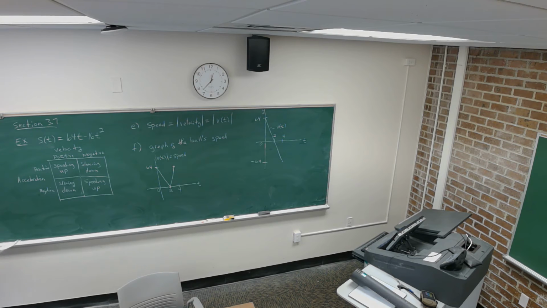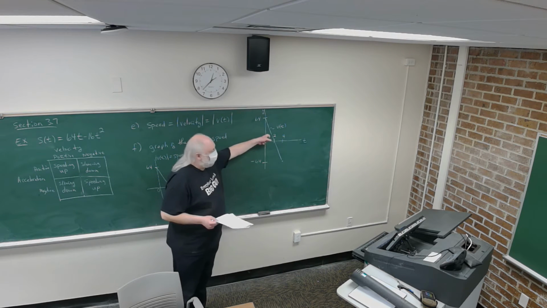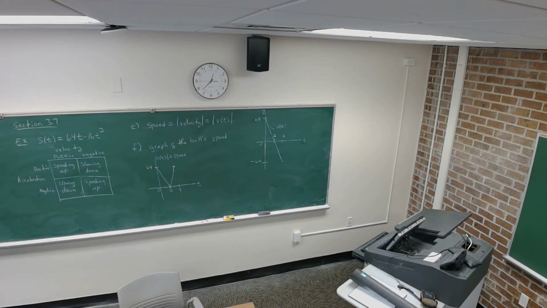Okay. So looking at the graph of the ball speed is also an alternative way of determining when the ball is slowing down and when it's speeding up. Okay. All right, any questions on that? So I think we already answered all the questions on this problem. Any questions on this guy?